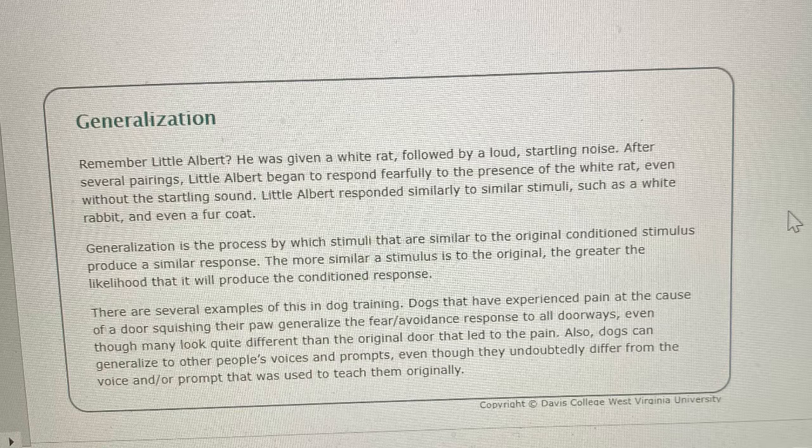There are several examples of this in dog training. Dogs that have experienced pain as the cause of a door squishing their paw generalize the fear/avoidance response to all doorways, even though many look quite different than the original door that led to the pain. Also, dogs can generalize to other people's voices and prompts, even though they undoubtedly differ from the voice and/or prompt that was used to teach them originally.